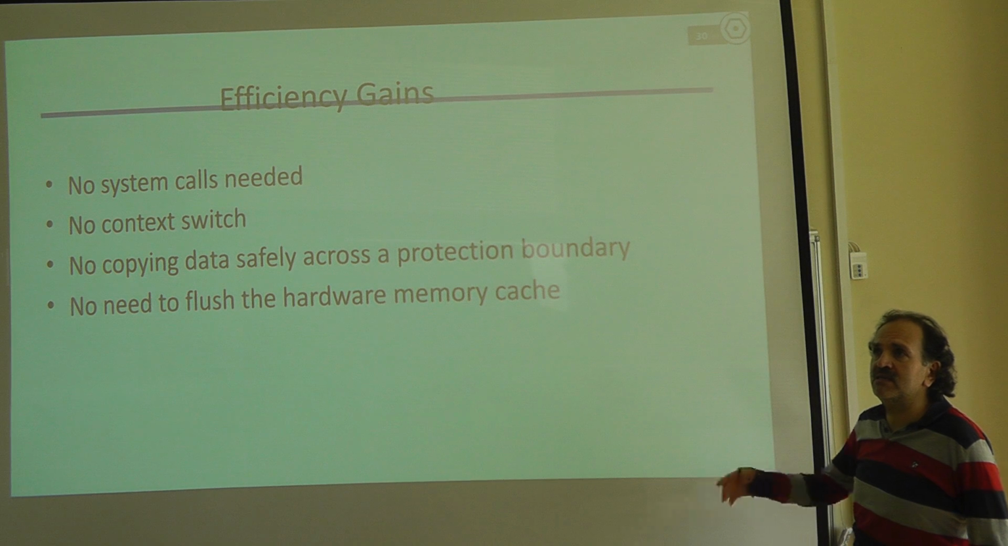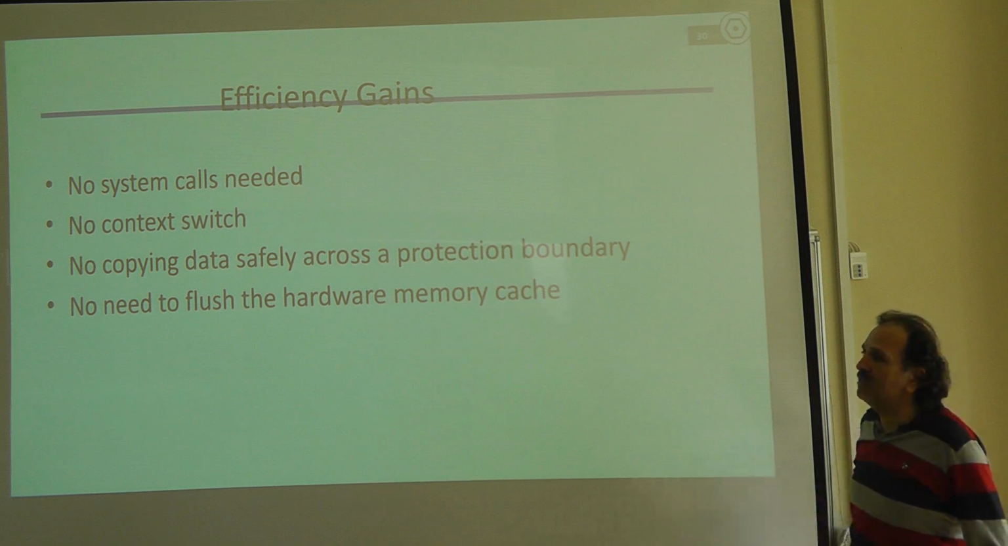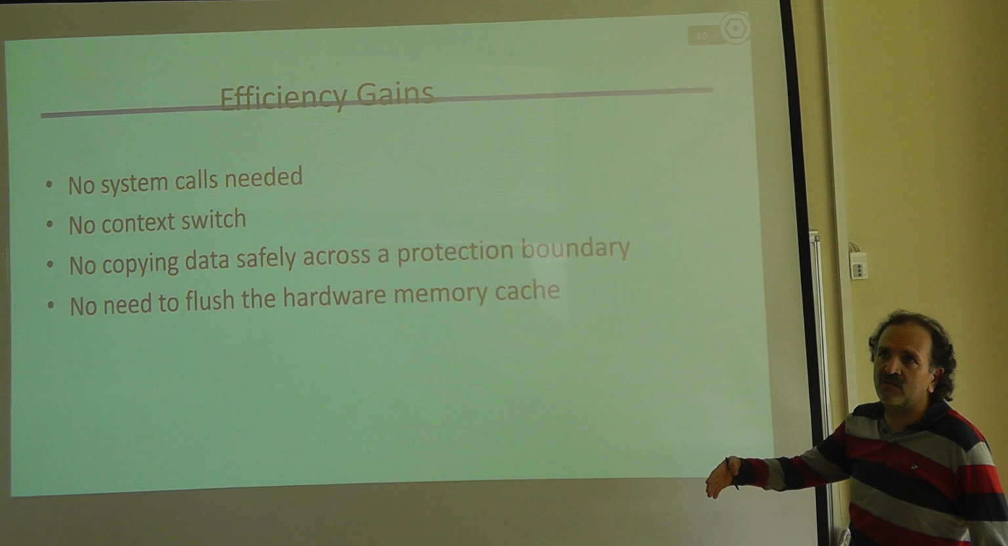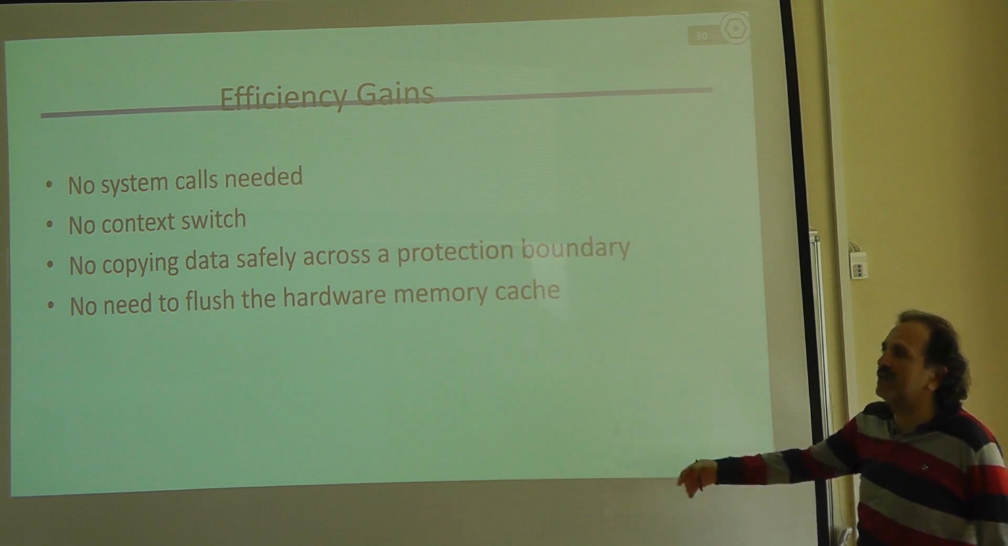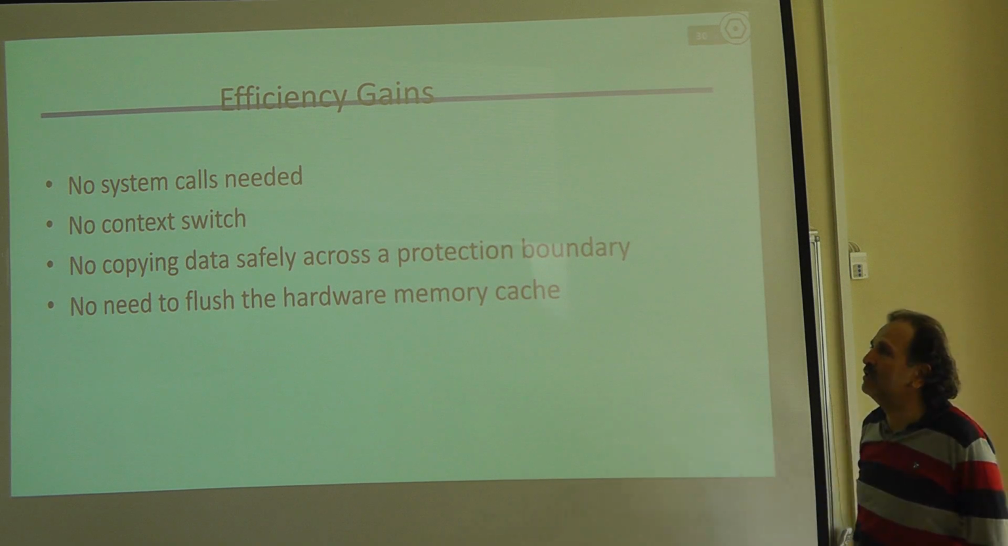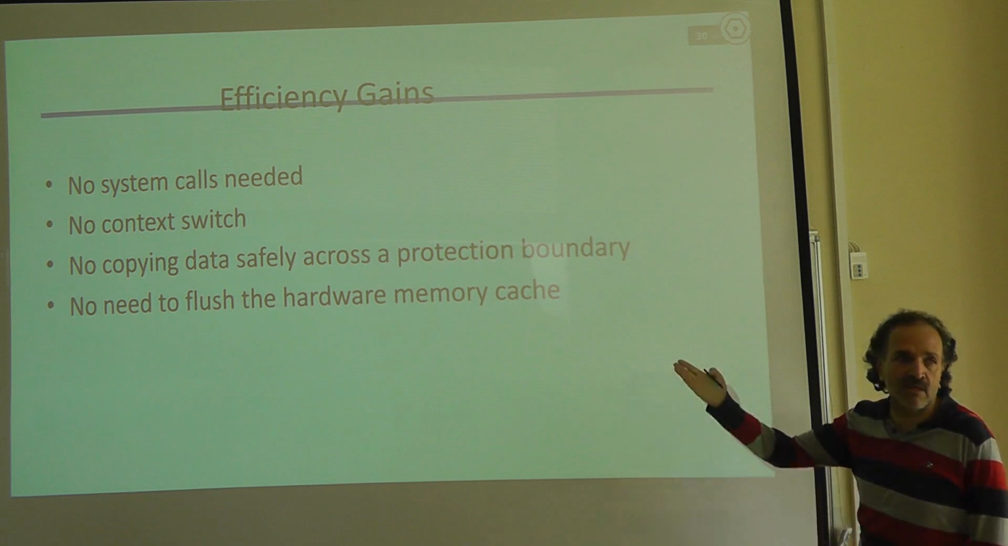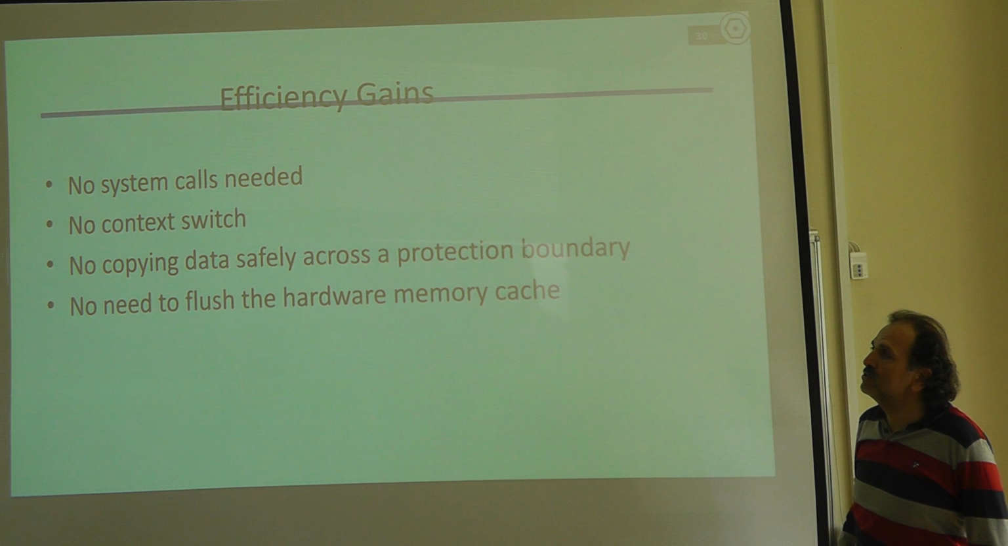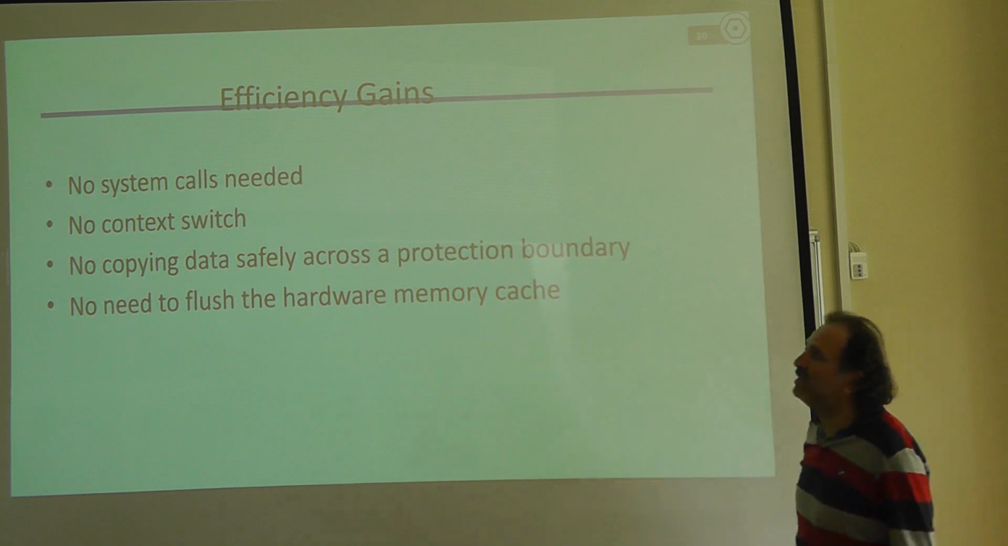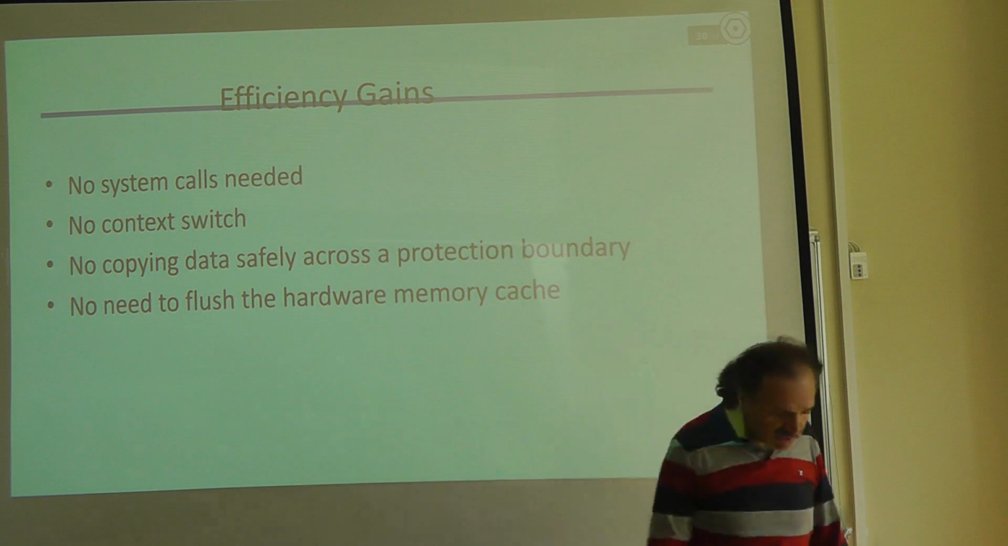Because when you make the system call, you need to save, it is like making a function call, right? You need to save lots of data. You need to let the system run for a while, and you are yielding the CPU actually when you are making the system call. So your program will suffer from some inefficiency. Okay. No context switch. What is a context switch?